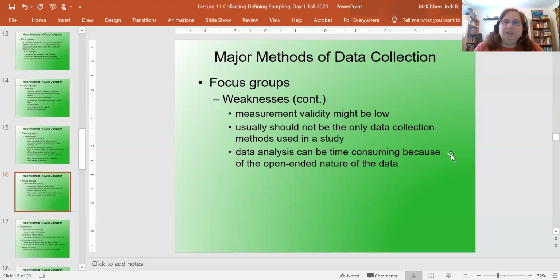And your measurement validity might be quite low because this is just a focus group. You just had open-ended questions for the most part, most likely. So, yeah, you're going to have a struggle there.